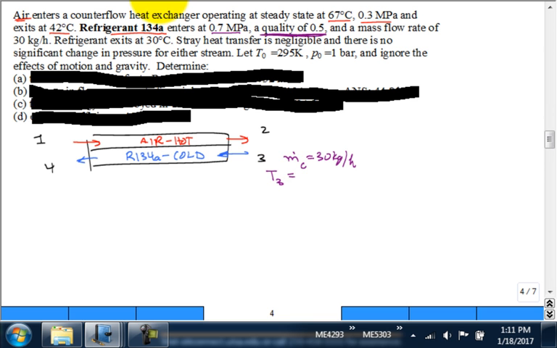So this information that the quality is 0.5 tells us a lot. What does it tell us about the fluid state of the refrigerant coming in? It's a mixture of liquid and vapor in equilibrium. And so what is the temperature of it coming in? The saturation temperature, Tsat. So T3 is equal to Tsat of refrigerant 134A at that pressure coming in. And if you have your little appendix, we could look that up right now. How many people have the appendix with the properties?